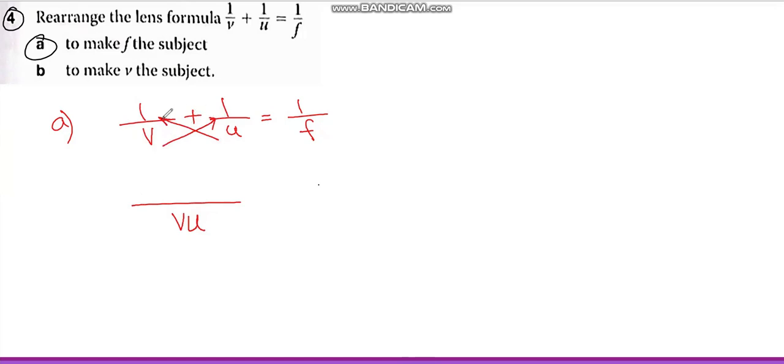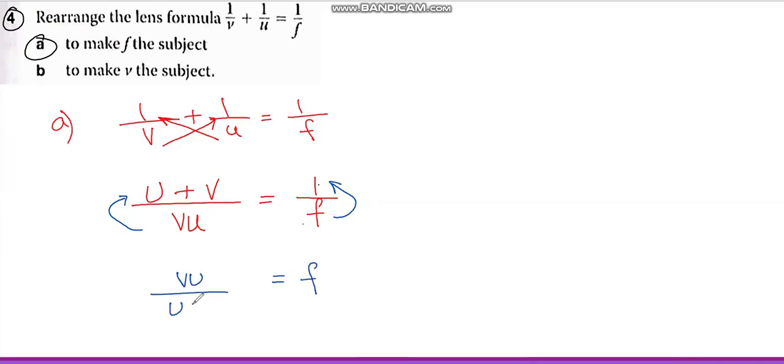So the numerator will be the sum of u and v. Basically, u is being multiplied with 1 and v is being multiplied with 1, and we are getting u plus v on the top, and there is a product in the bottom. And on the right, we get 1 over f. Now we can take the reciprocal on both sides. We will get f on the right side, and on the left side we will get vu divided by u plus v. So we have made f the subject.